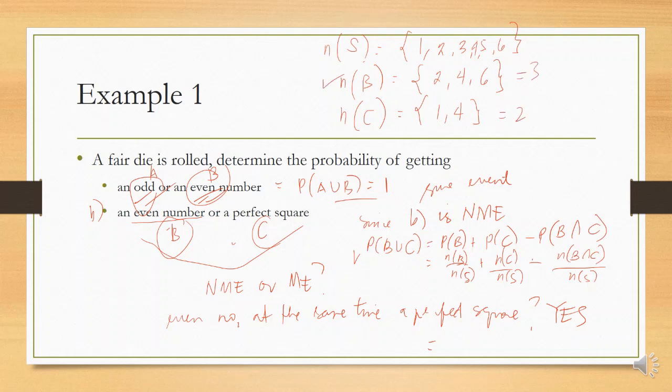Ngayon, doon sa ating n of B intersection of C, titignan natin yung mga nandito. Ano ang even number na perfect square? Actually, ito lang yung parehas nila eh. Ibig sabihin, 4. 1 lang ang answer natin. So, following that, we have 3 over 6. This is 6. Okay? Plus 2 over 6 minus 1 over 6. Okay? So, whatever is the answer here, please process it in your calculator.